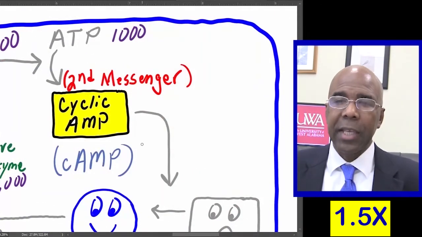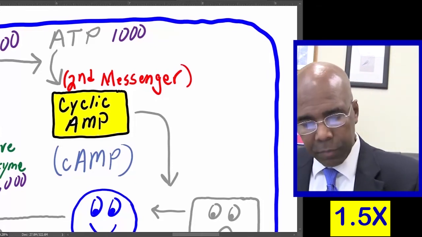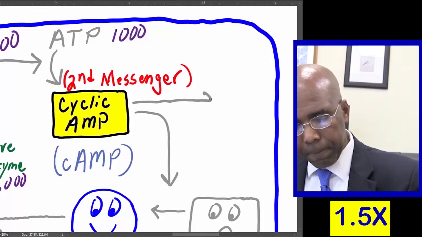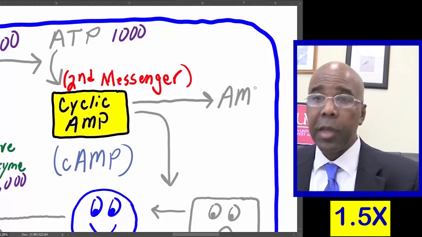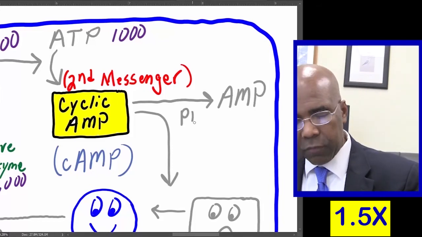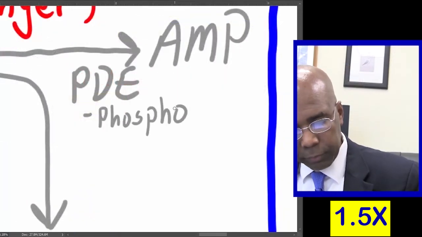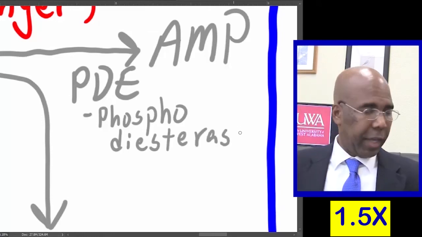Now, as for the second messenger. Our second messenger is cyclic AMP. The target cell has mechanisms in place to get rid of the cyclic AMP. And so what happens, the cyclic AMP is converted into AMP. And the enzyme responsible for this is phosphodiesterase, PDE. Phosphodiesterase. That's a pretty long name.